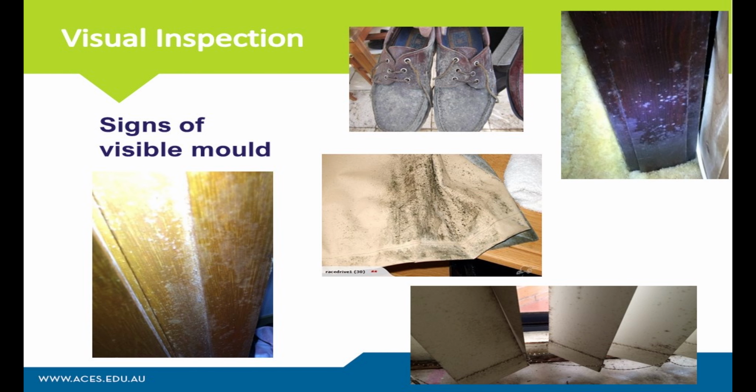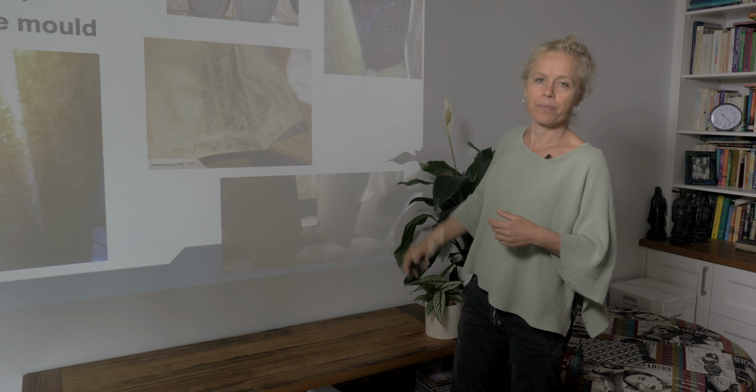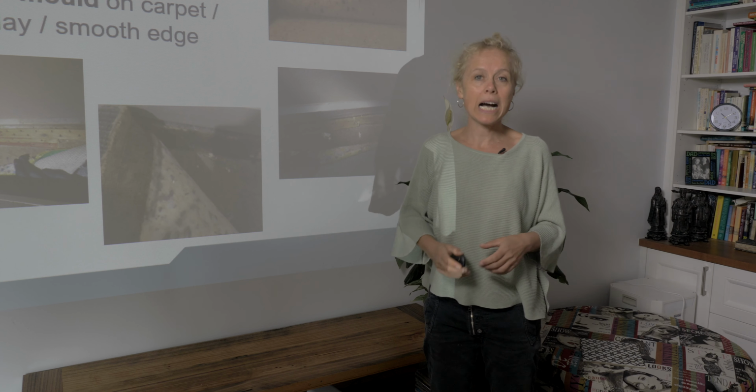So remember, with walls and timber, get your torch and shine it to the side and look that way, not at 90 degrees. And here's another example of that there. Visible mould on carpet and smooth edge.